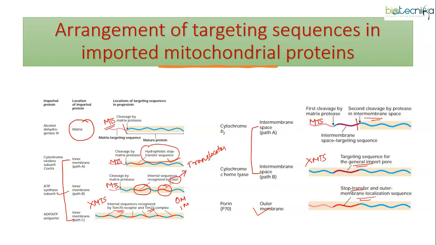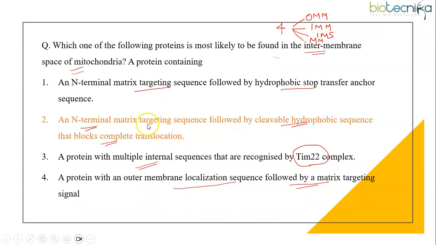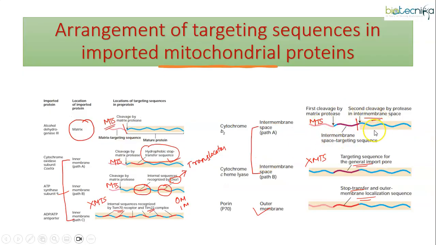So the answer over here was an N-terminal matrix targeting sequence followed by a cleavable hydrophobic sequence that blocks the complete translocation. That is this one, this polypeptide, right? So it is important to remember the arrangement of the polypeptide chain, specifically the cleavage patterns, when it comes to mitochondria.